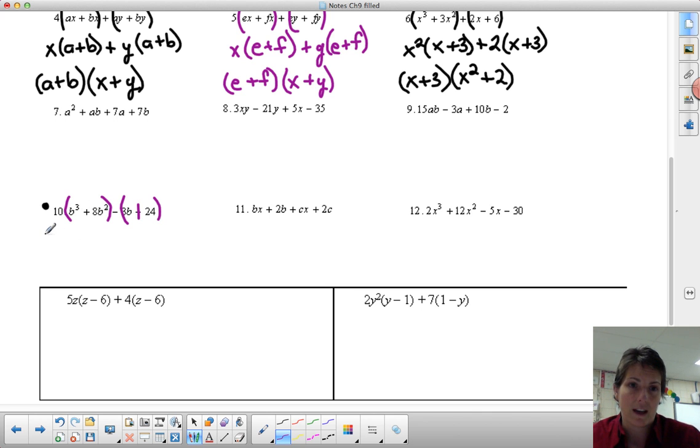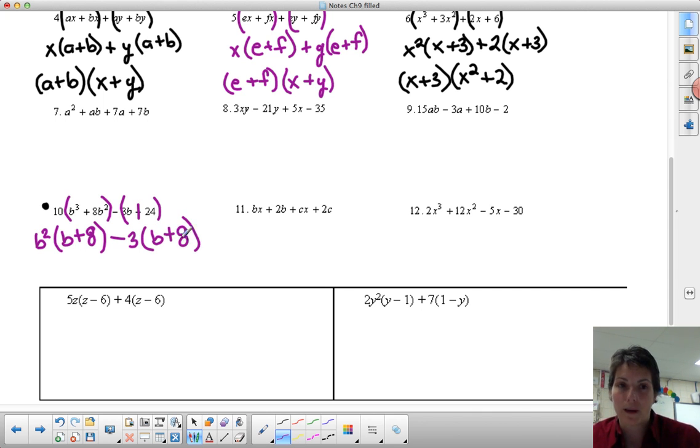b to the third and 8b squared have a b squared in common. That would leave us with b plus 8, minus 3b and 24. They have a 3 in common. That would leave us with b plus 8.